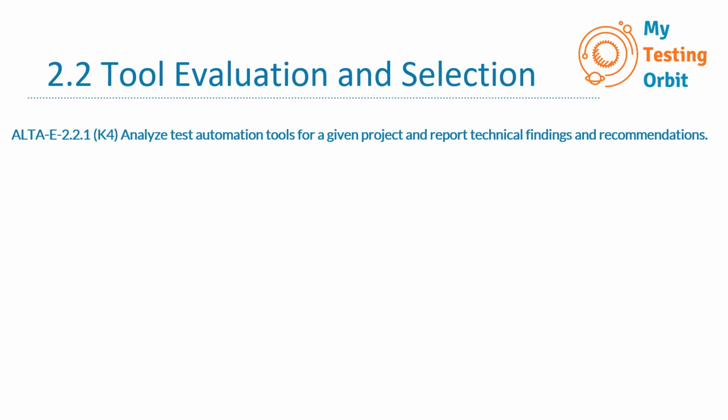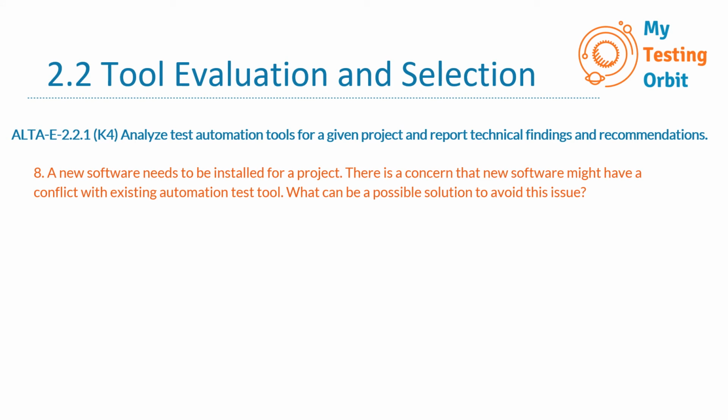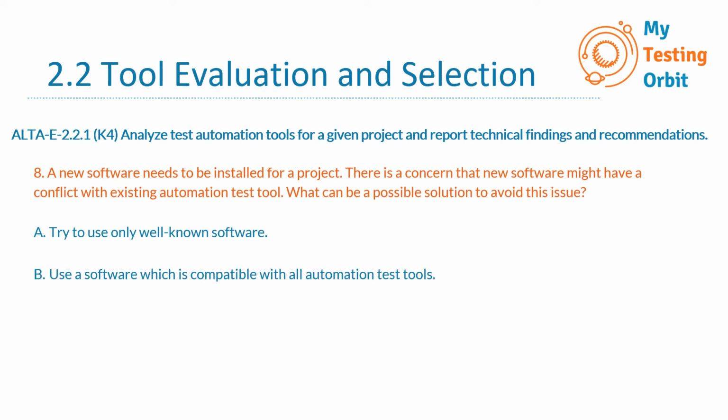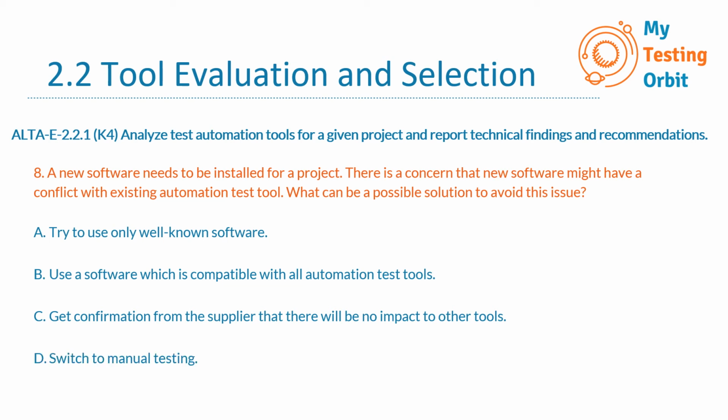And the next question is, a new software needs to be installed for a project. There is a concern that the new software might have a conflict with an existing automation test tool. What can be a possible solution to avoid this issue? The first option is try to use only well-known software. Use a software which is compatible with all automation test tools. Get confirmation from the supplier that there will be no impact to other tools. Switching to manual testing. So from these options, option number C seems to be correct.